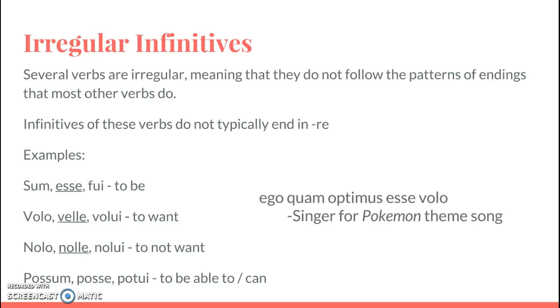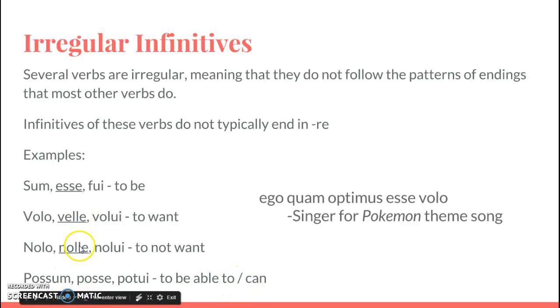All these verbs are irregular. They may follow the OST pattern, but the verb forms change throughout, and they just need to be studied, and that's what the foldable we did in class is for. You'll see esse in this case would mean to be, velle would mean to want, nolle would mean to not want, and posse would mean to be able to or can.